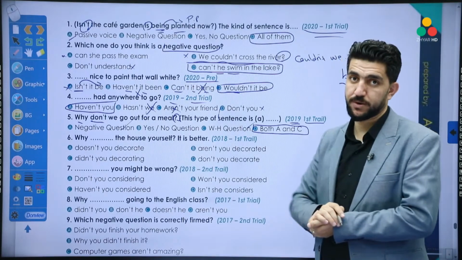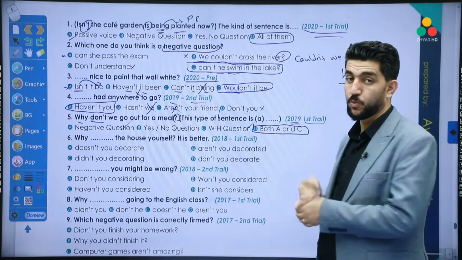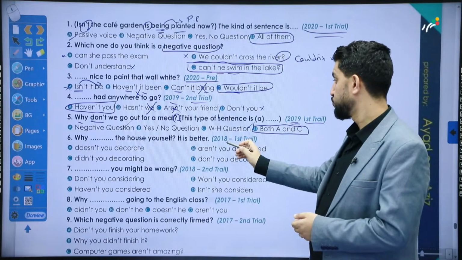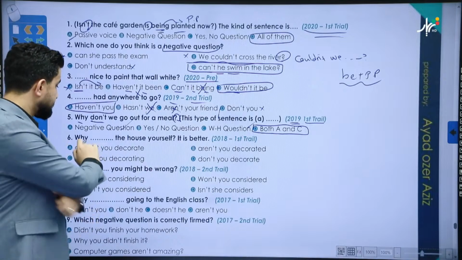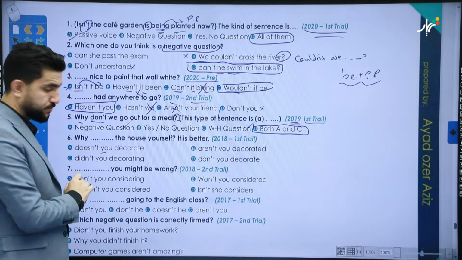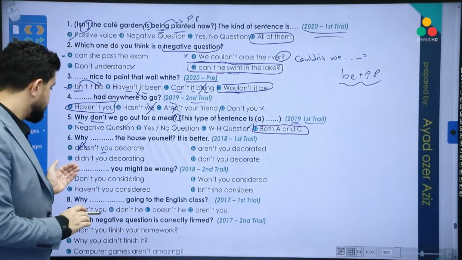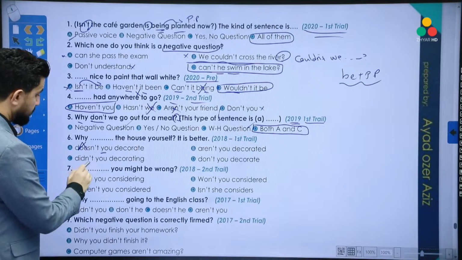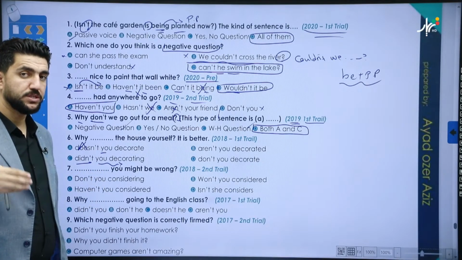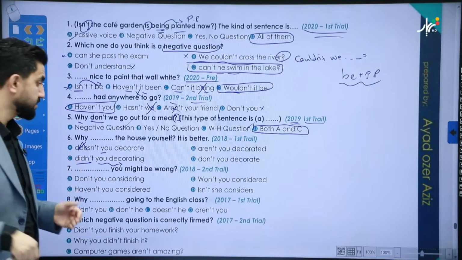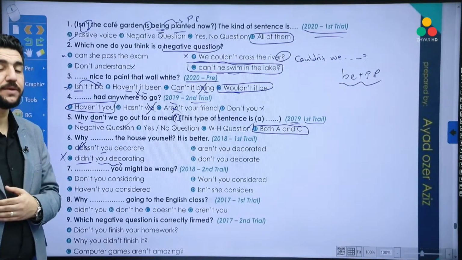What do you think? Which one do you think is correct? Why don't you decorate the house yourself? It's better. Okay, let's choose something that's completely wrong. Doesn't you? Do we use doesn't you or don't you? Doesn't you is wrong. B, aren't you decorated? D, didn't you decorating? With do, did, does, we use infinitive. Do you remember? We said infinitive is what? Base form, no ed, no ing, no s, no pp, right? So this one is ing. We don't use it. Do, did, does are always followed by infinitive.